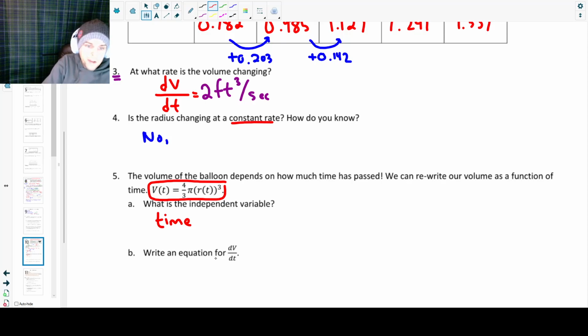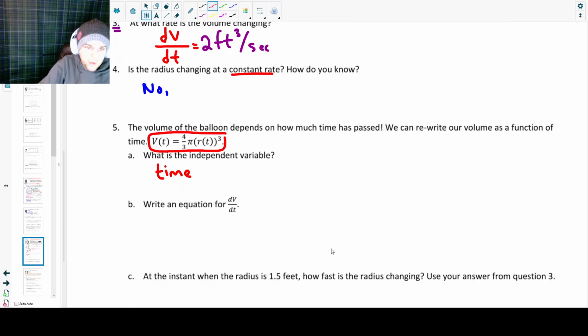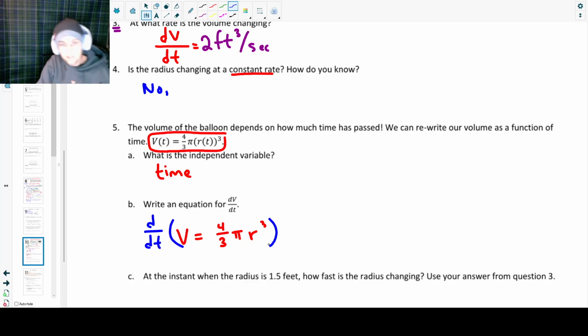Okay, so write out an equation for dV/dt. What does that look like? We have our volume formula, which is equal to 4/3 pi r cubed. We need to take the derivative of this function with respect to time, d/dt, taking the derivative of everything here with respect to time.